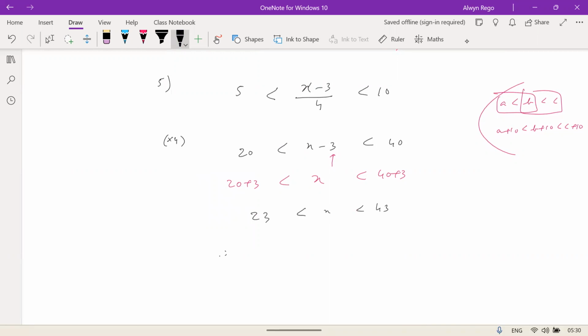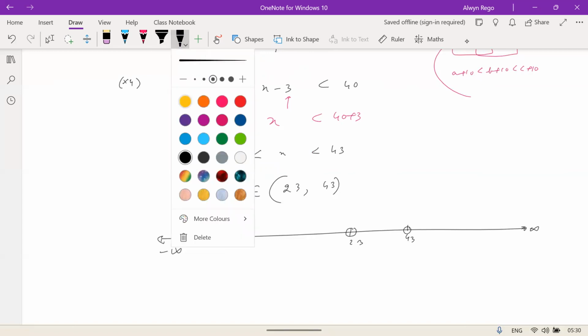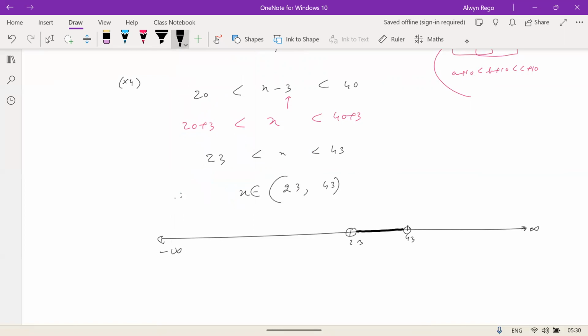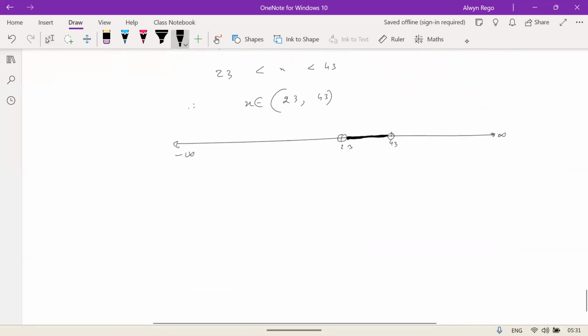Therefore x belongs to open 23 to 43 here. So x lies here. This is 23, this is 43 here, this is infinity, this is negative infinity here. So the values are between 23 and 43, not inclusive, I mean excluding the 23 and 43, all these values out here. That's how you handle the inequality where you have more than one of them.